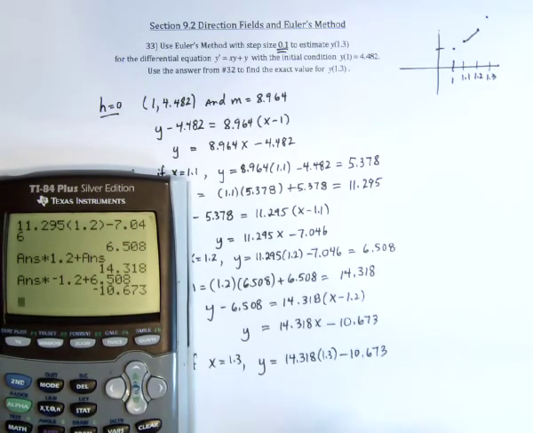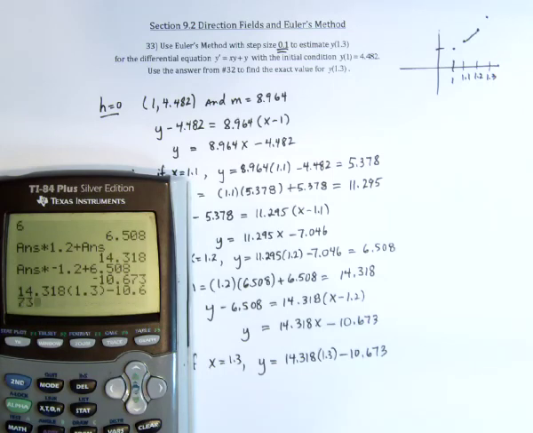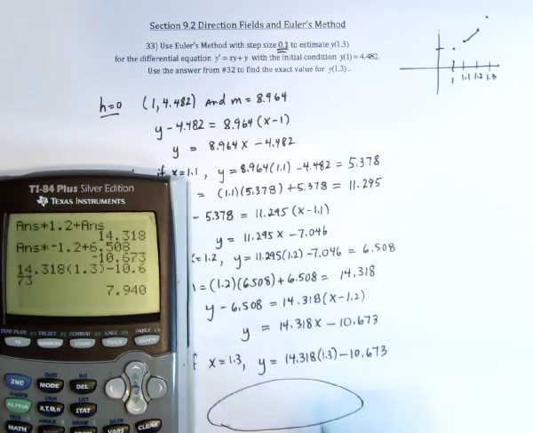All right, last one. 14.318 times 1.3 minus 10.673. So y at 1.3 is going to be 7.94.